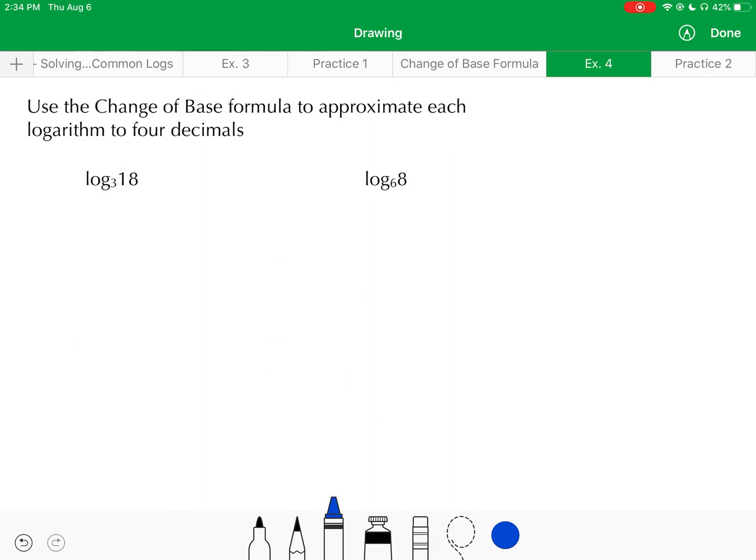All right, so let's use the change of base formula to approximate each of the following logarithms to 4 decimal places. Log base 3 of 18, what does that roughly equal? Well, we're saying 3 raised to what power is 18? Got to be somewhere between 2 and 3, because 3 squared is 9, 3 cubed is 27, 18's somewhere in between those, okay? So change of base formula says that this would be equivalent to common log of 18 divided by the common log of 3.